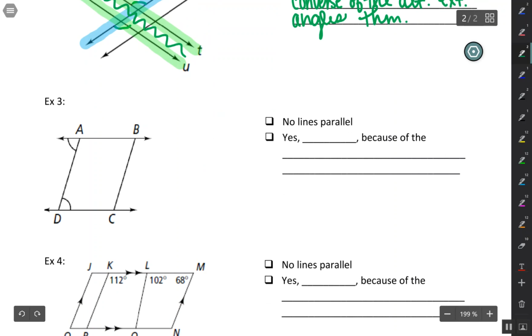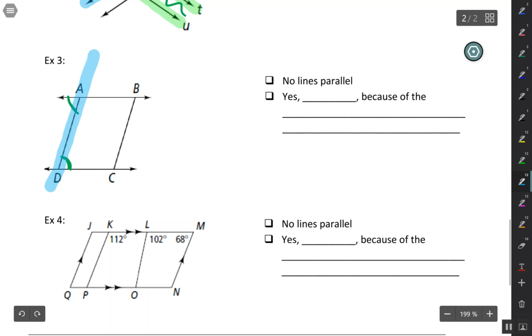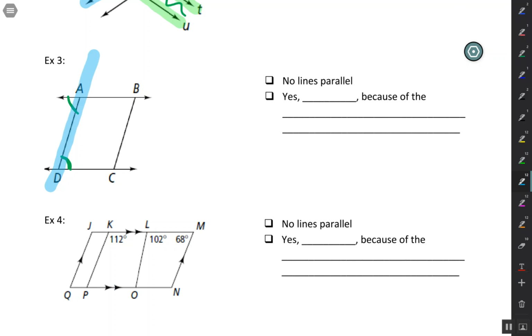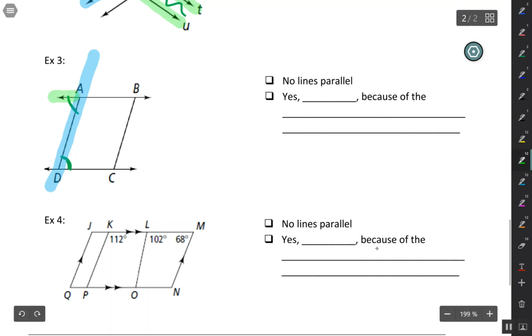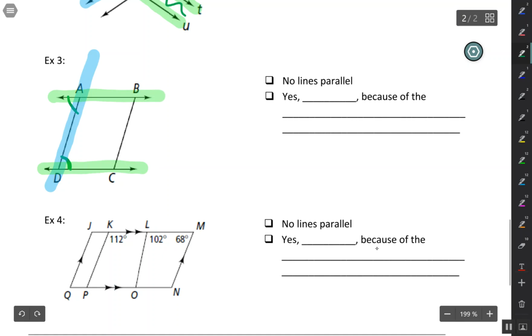All right, example 3. So let's take a look at what kind of angles we have here. We got this one right here, this one right here. Let's see if this thing, and you can extend it even though it's just a segment, is the transversal. These two lines would be the parallel ones, and these are alternate interior angles right here. So this is another yes.